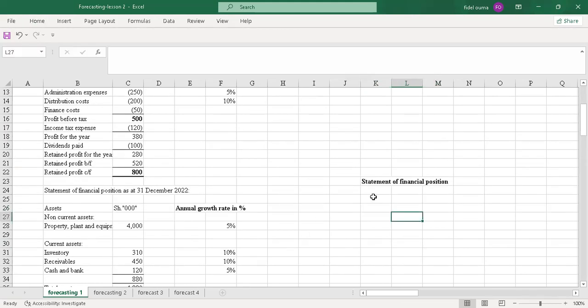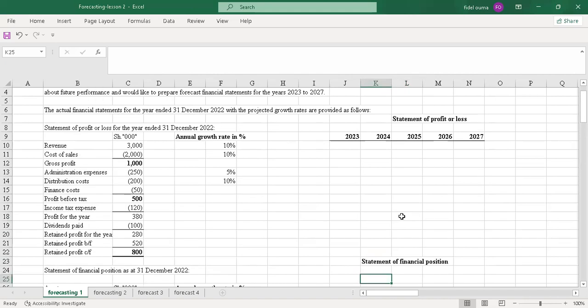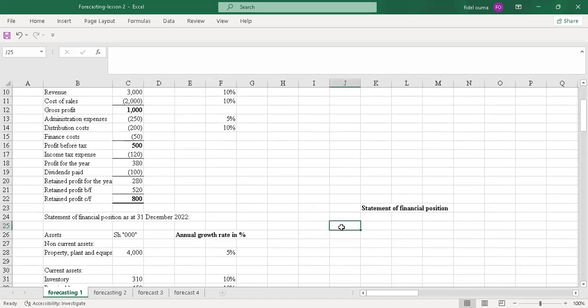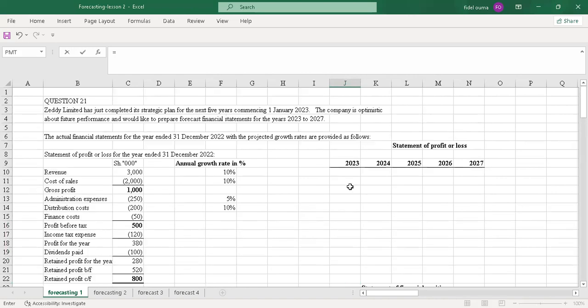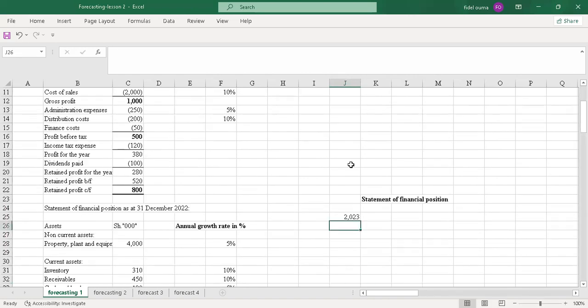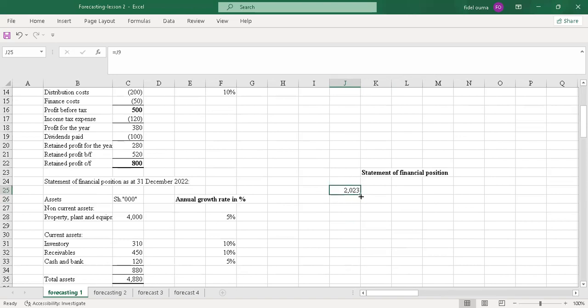Then, so we'll also start from 2023. Let me just say up to 2023. So I'll just copy. So I just say equals, then I copy that. Then I'll just drag up to 2027. Then you just change this to January. You change that to January.